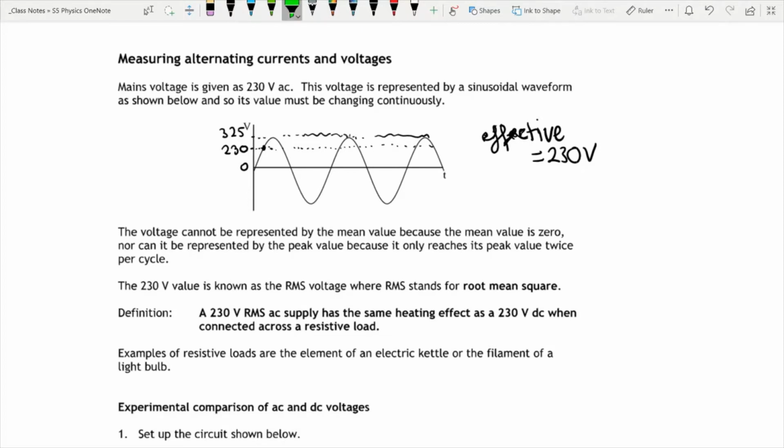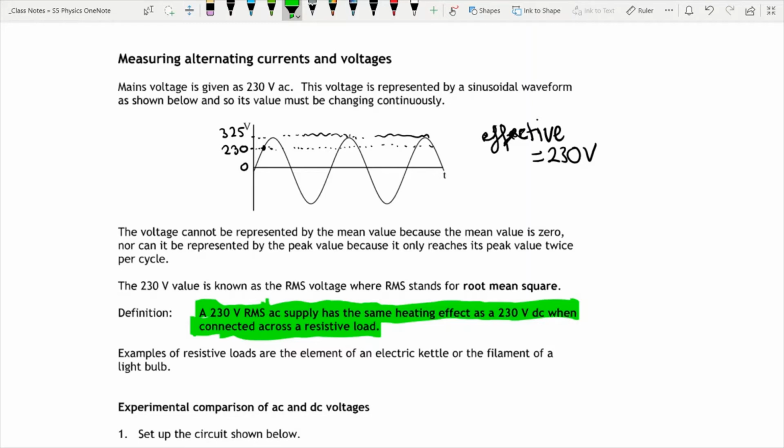So the definition: a 230 volts RMS AC supply has the same heating effect as a 230 volts DC supply when connected across a resistive load. Basically what it means is if you connected a resistor to a 230 volts RMS AC supply, it would give out the same heat, so maybe 10 degrees C, I'm just making that value up by the way, as if you plugged it into a battery which was the same voltage, 230 volts.